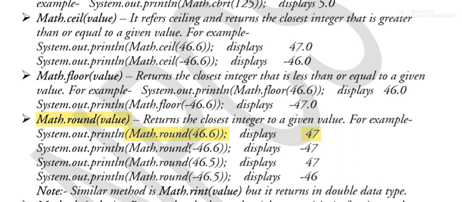In Math.round(-46.6), it will give -47. For Math.round(46.5), it will give 47, because 0.5 and greater gives the next integer, and for less than 0.5 it will give the previous integer. Now Math.round(-46.5) will give -46. So it gives the closest integer for the given value.